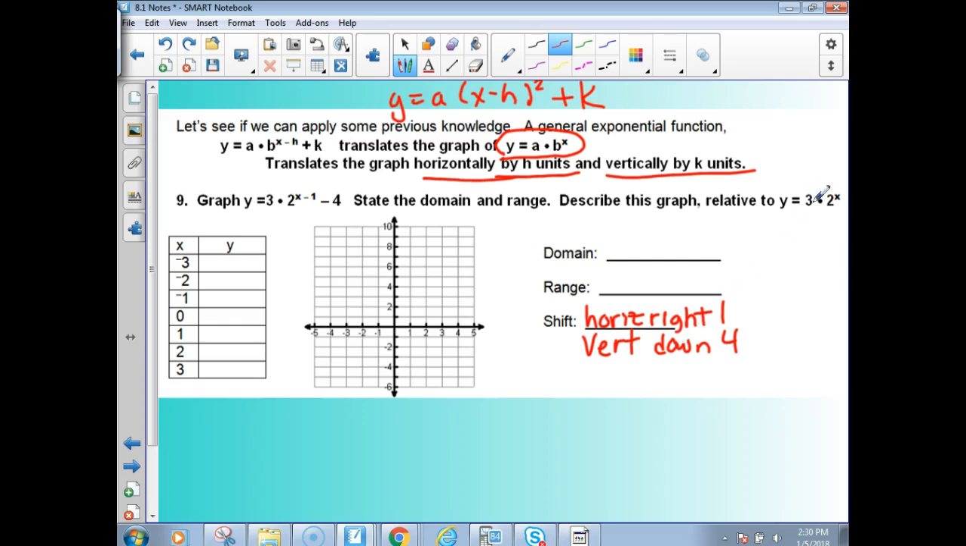Okay, now I'm going to graph this parent graph. This would be the parent. I'm going to plug in some numbers. Maybe just start with negative 1. That would give me 3 times 1/2, so that'd be 3 halves. If I put in 0, I'll have 3 times 1, which is 3. If I put in 1, I'll have 3 times 2, which is 6.